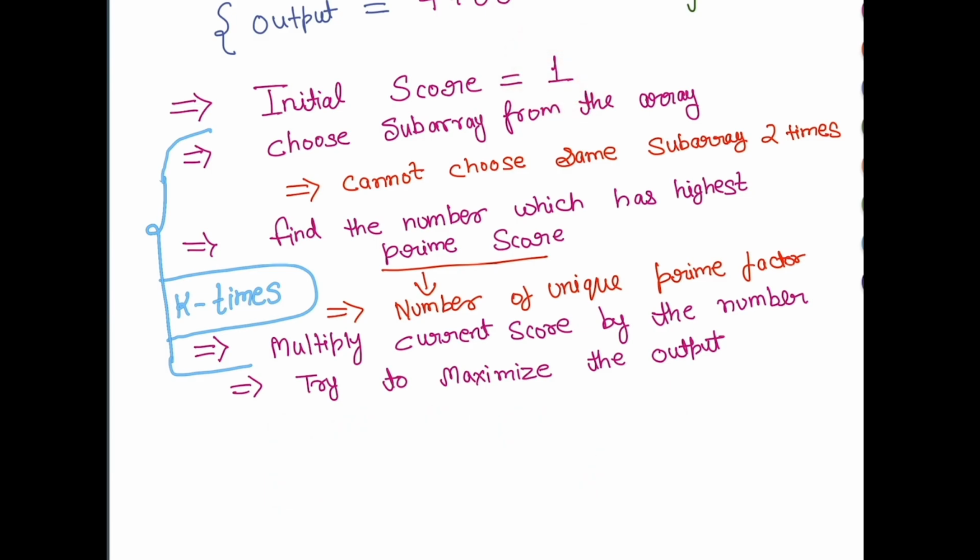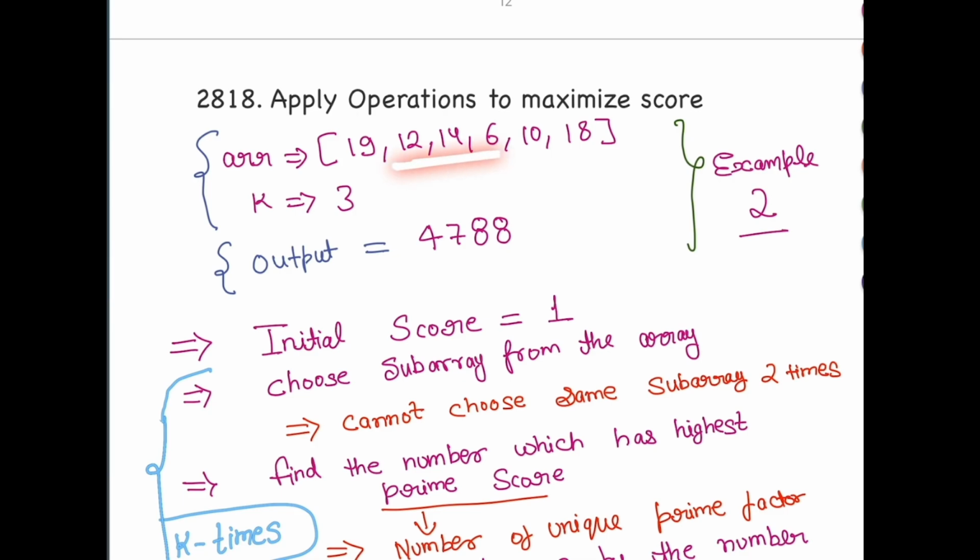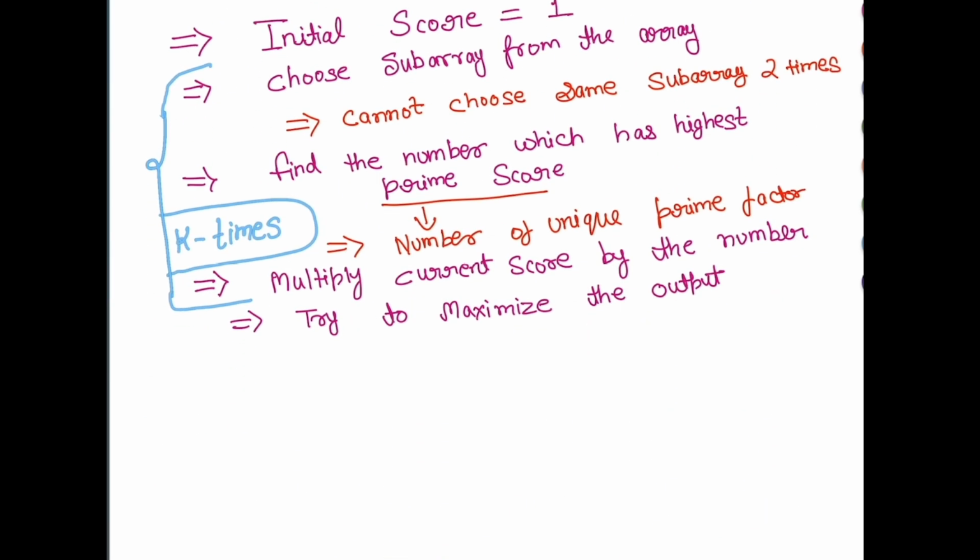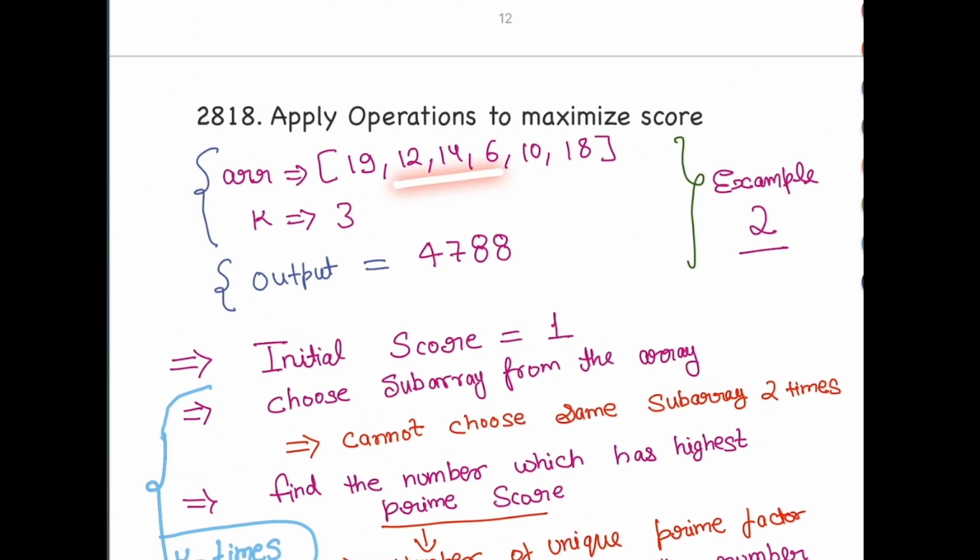Now I don't know if I'm making the correct decision or not by choosing this particular subarray. What is the factor driving your decision making here? The factor is that I will have to try to maximize the output. Now do you think that this particular subarray, which is contributing 12, is going to maximize the output?